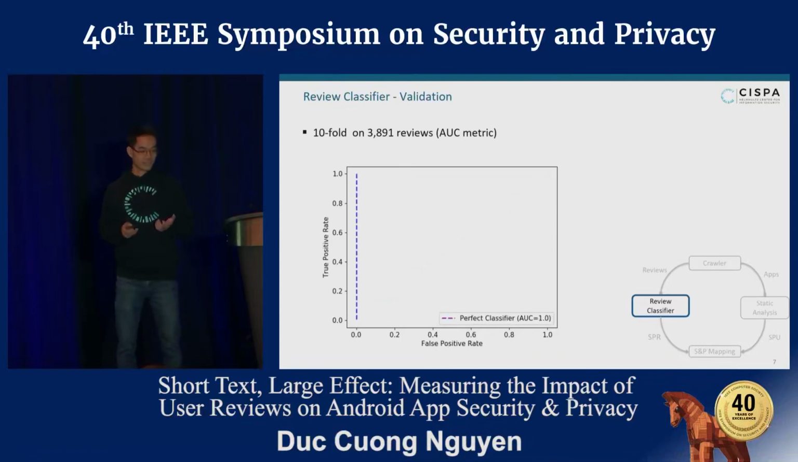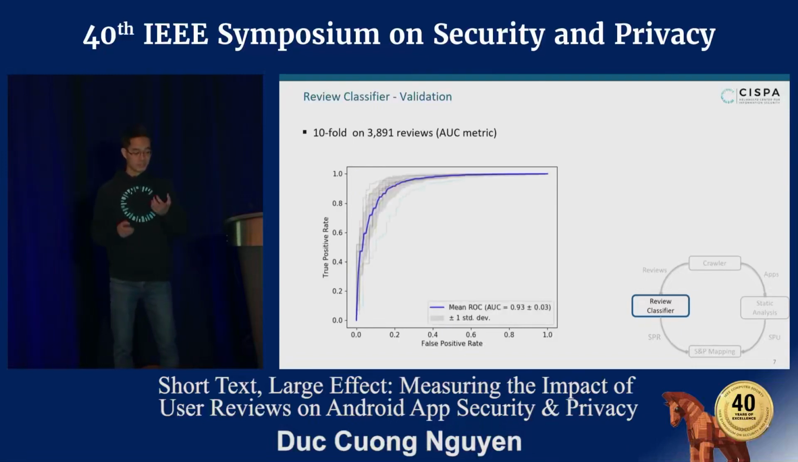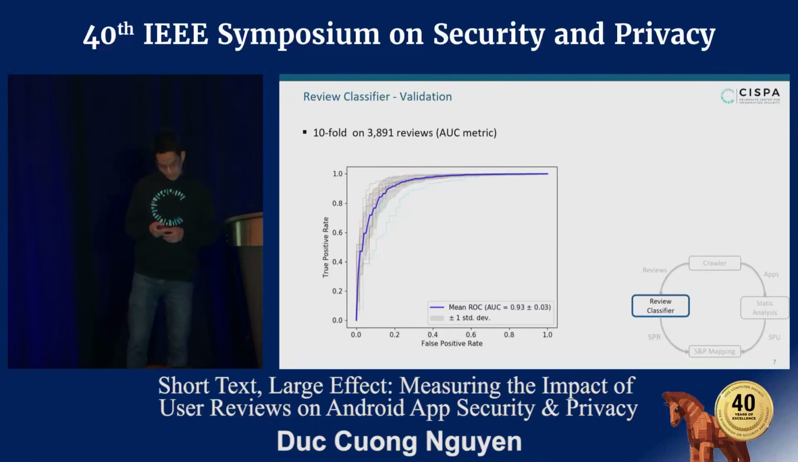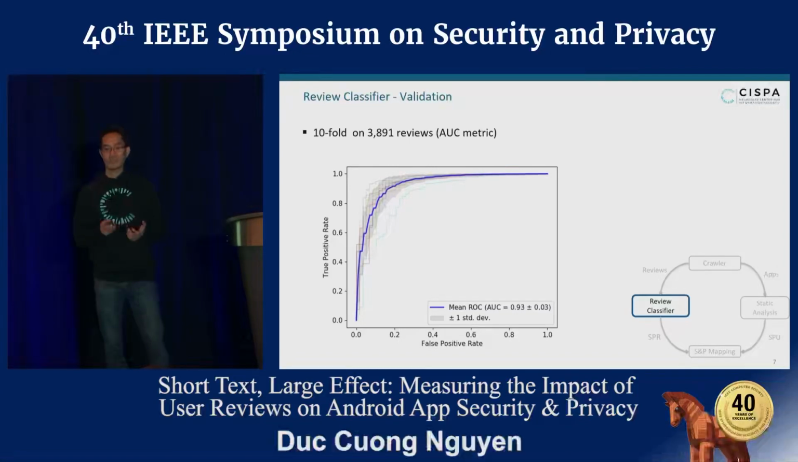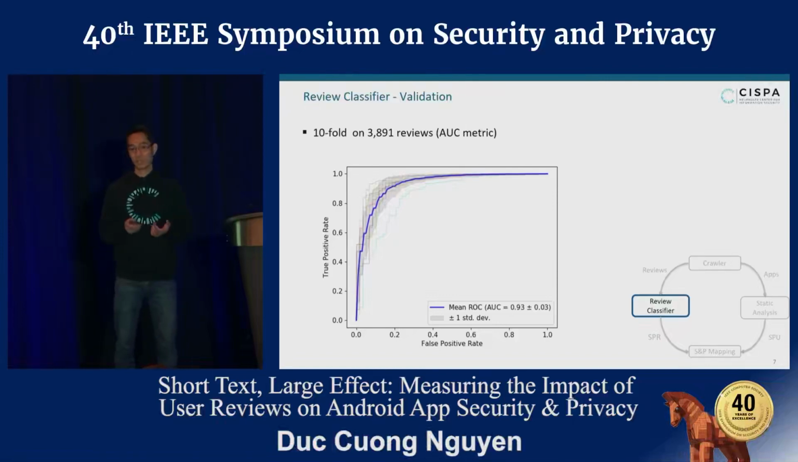And if you have a perfect classifier, you would have an AUC value of 1.0, which is denoted by the blue line here. And our classifier has a mean AUC value of 0.93. So now we have a review classifier with an AUC of 0.93.